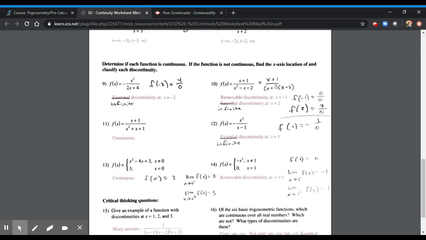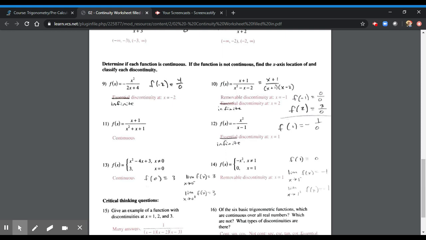Let's look at number 13. X squared minus 4x plus 3 if x is not equal to 0, or f of x equals 3 at x equals 0. Well, let's take a look at the transition point at x equals 0. F of 0 equals 3. The limit as x approaches 0 from the left-hand side would be 3 as well. And as we approach from the right-hand side would be 3. So this would be a continuous function because this would actually fill in the gap for this function.